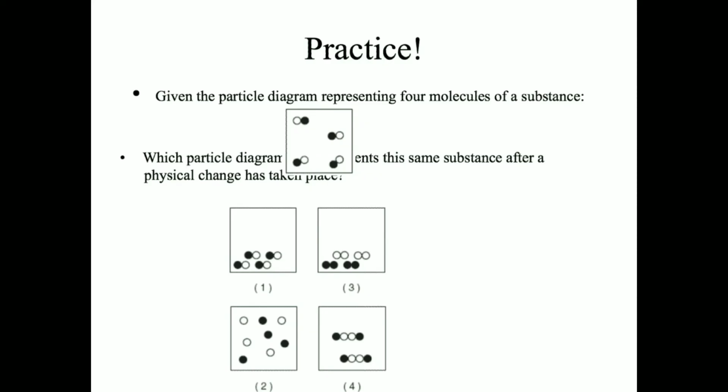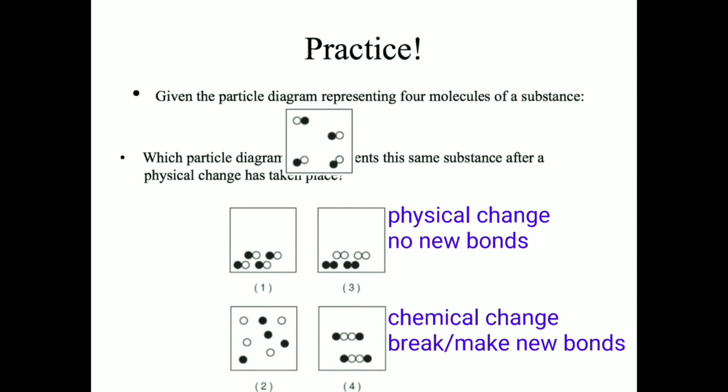Let's look at this Regent sample question. In this diagram, we're looking for a physical change. Physical change means that the bond between the white and black circle is not broken and no new bond is created. These particles will simply be rearranged. So the image that shows a rearrangement of these particles is choice 1.